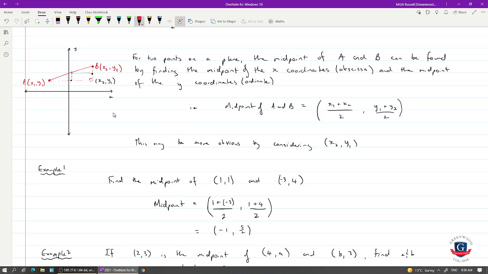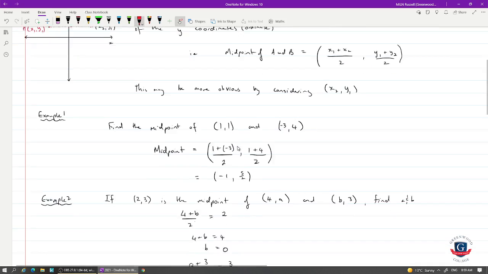So if we're trying to write that, we'd write it like this. Add x1 and x2 together, divide by 2, comma, add y1 and y2 together, divided by 2, put it in a bracket, and it becomes a coordinate. Putting x2 and y1 on the graph makes it a little bit more obvious why adding and dividing makes sense to find the midpoint. Okay, let's look at an example.